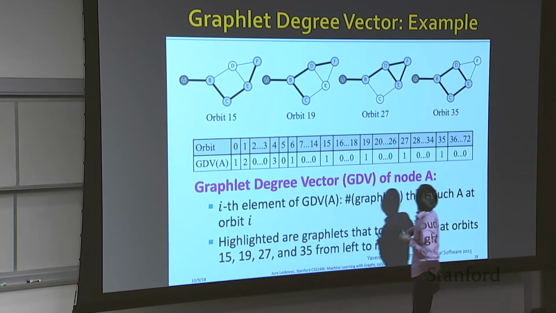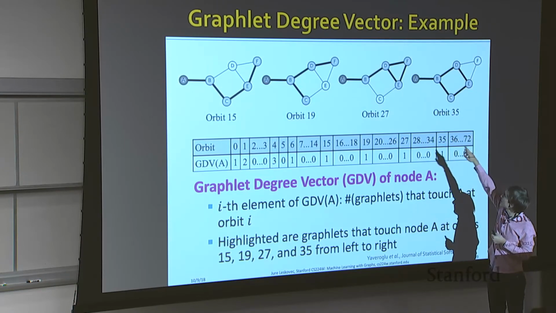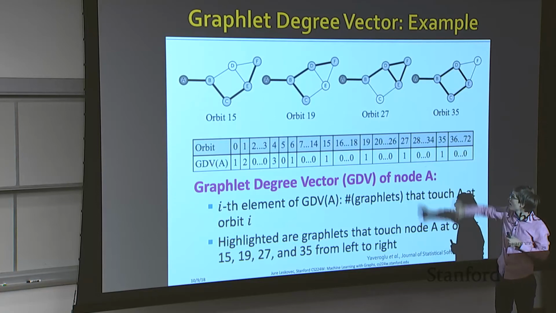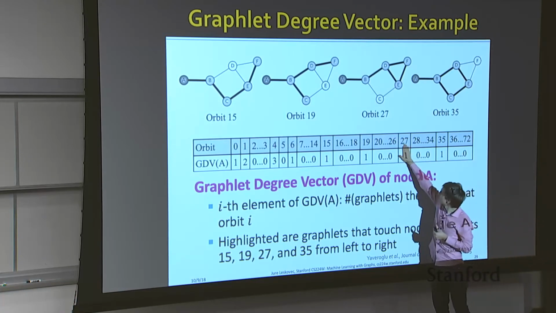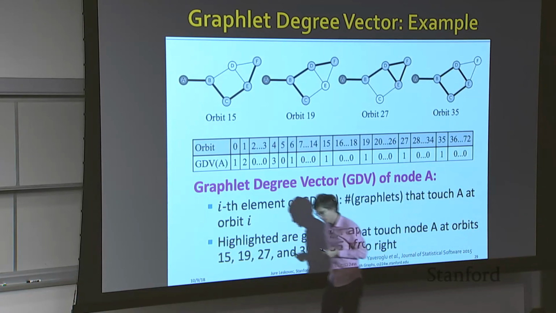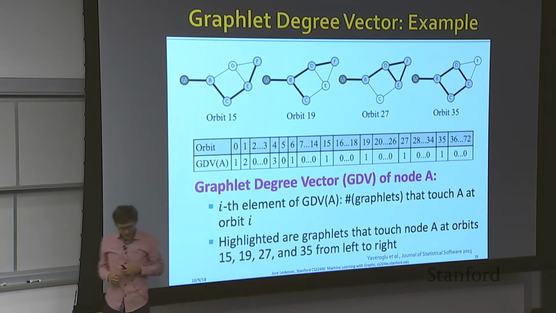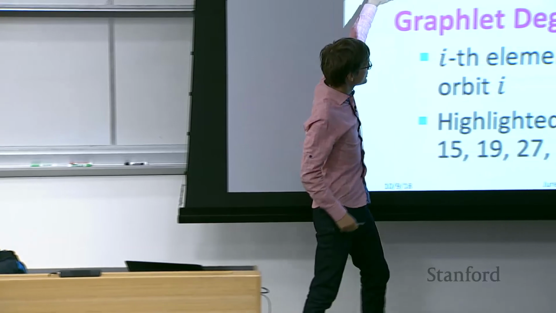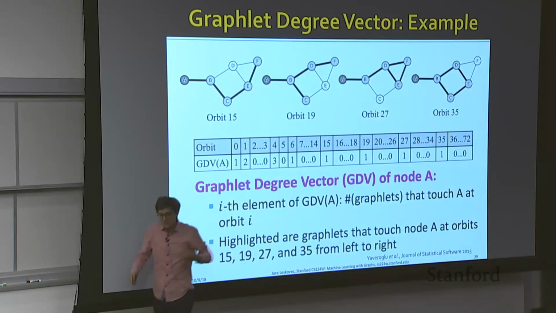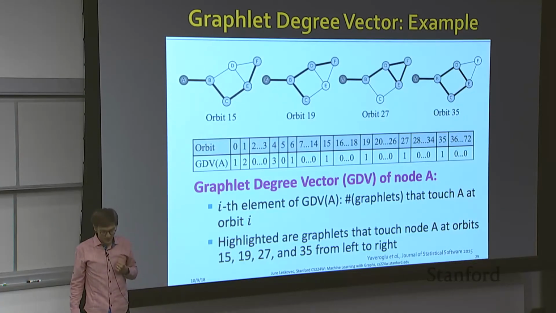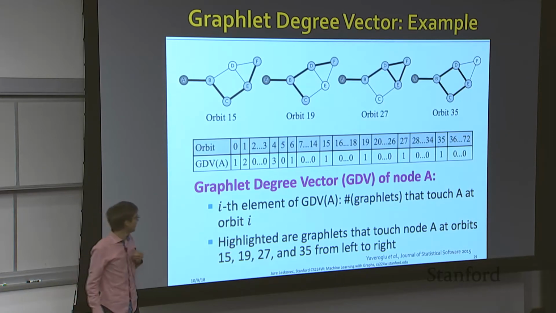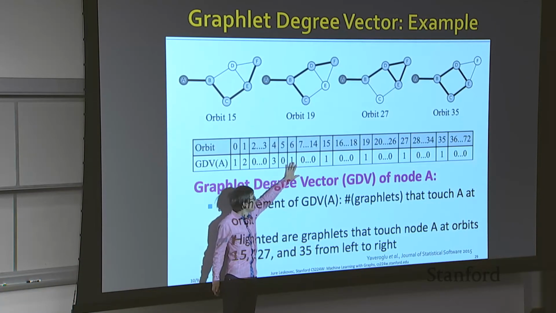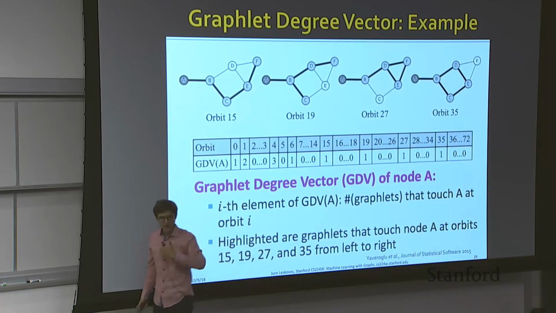And for example, I try to illustrate the instances of those orbits and the graphlets that are counted at a given position, right? And now what we can do is we can use this vector to do various different things with our nodes. And what I will show next is what can we do with these types of feature vectors or descriptors of nodes.